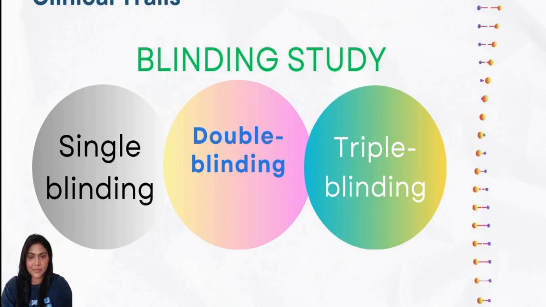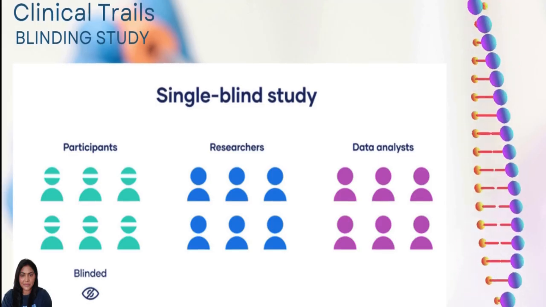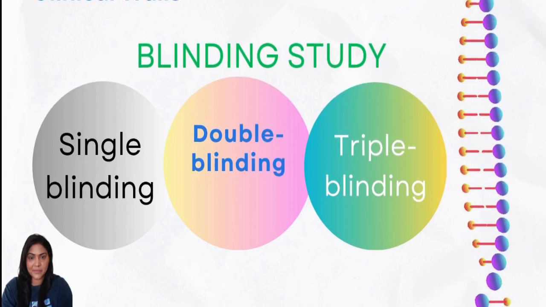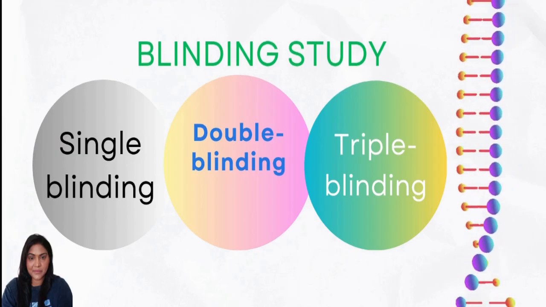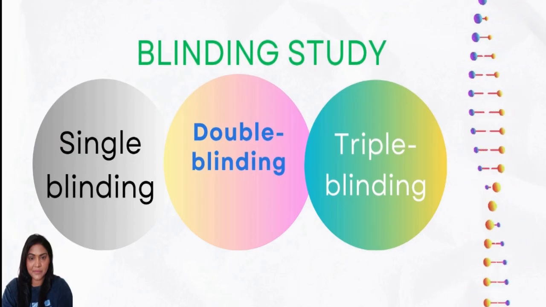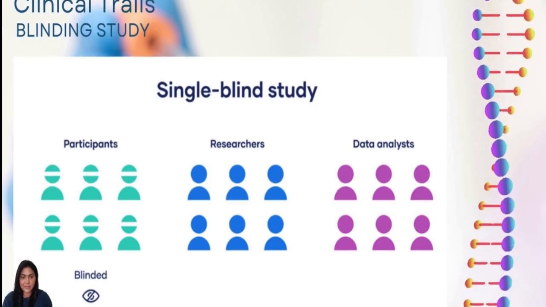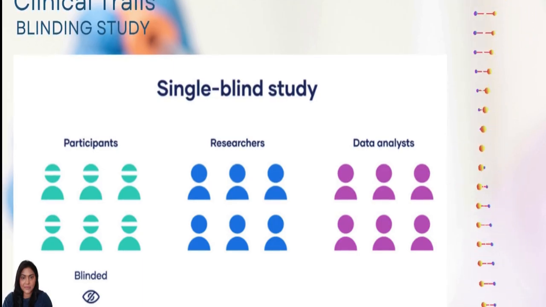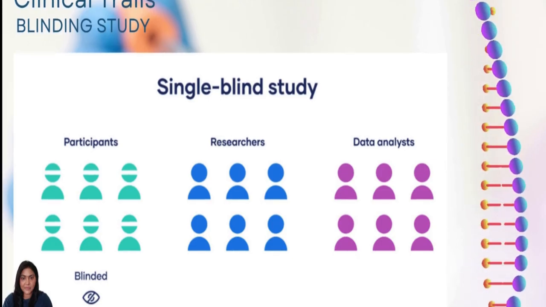Let's understand different types of blinding. Blinded studies are mainly of three types: single blinding, double blinding, and triple blinding. Single blinding occurs in many different kinds of studies, but double and triple blinding are mainly used in medical research. So, let's discuss single blinding.